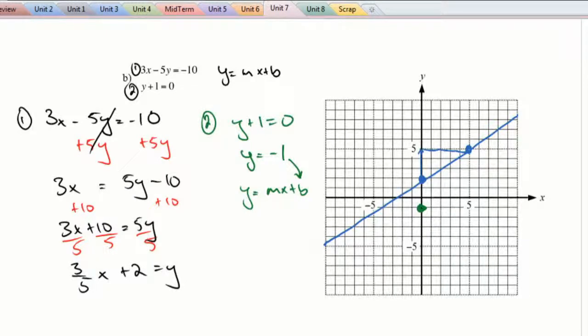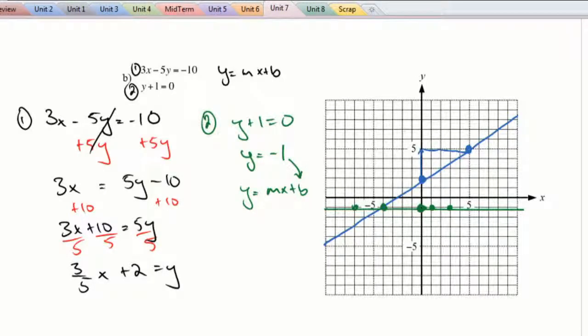And it really doesn't matter what x is. Y is always going to be negative 1. So it doesn't matter if x is over here, or x is over here, or x is right there. I have a horizontal line. Slope of 0. There's no slope there, so the slope is 0. And I can plot that line. It's just a horizontal line at y is negative 1.